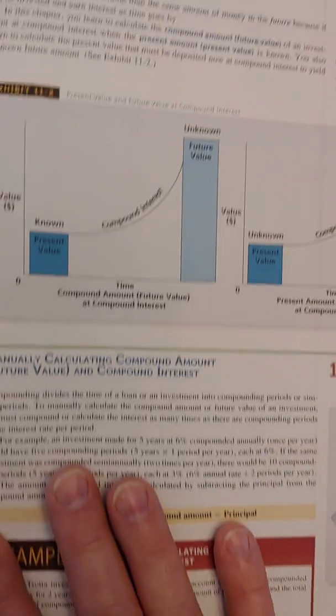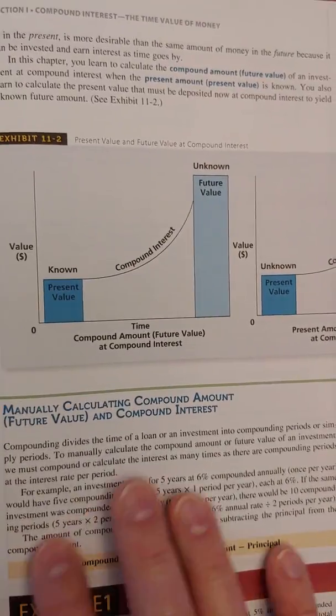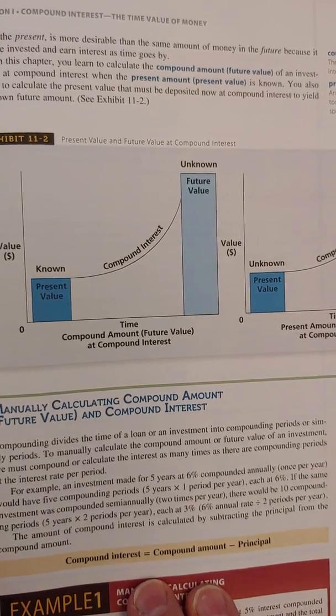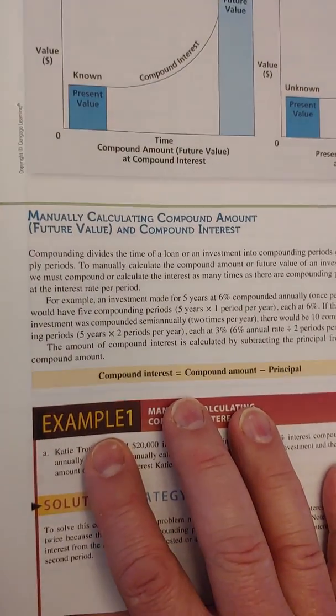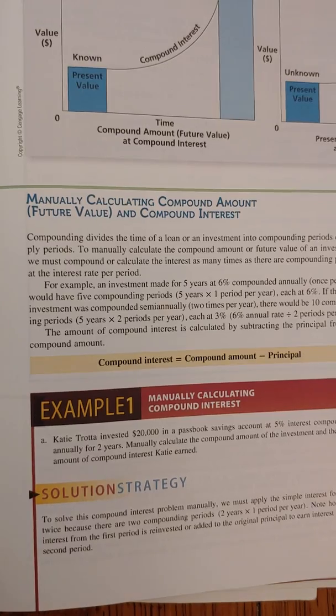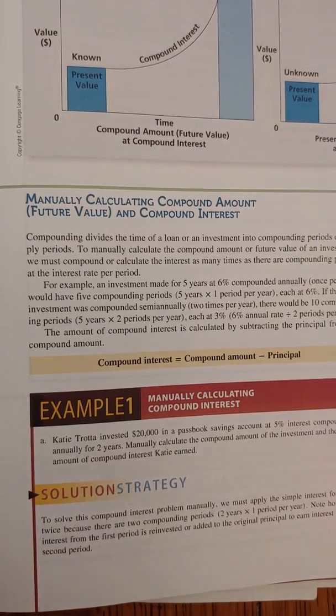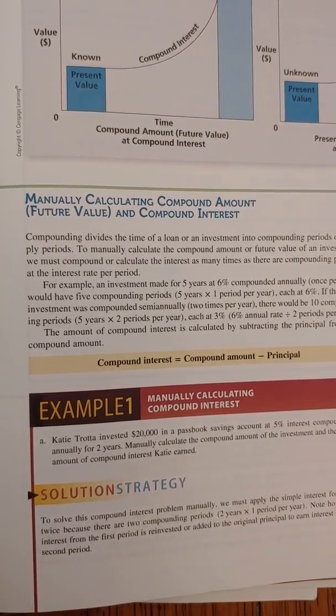All right, so if you do have your books, you can go to the next section. But I'm going to start a new video here and let you look at how to manually calculate the compound amount, the future value, and what the interest is.